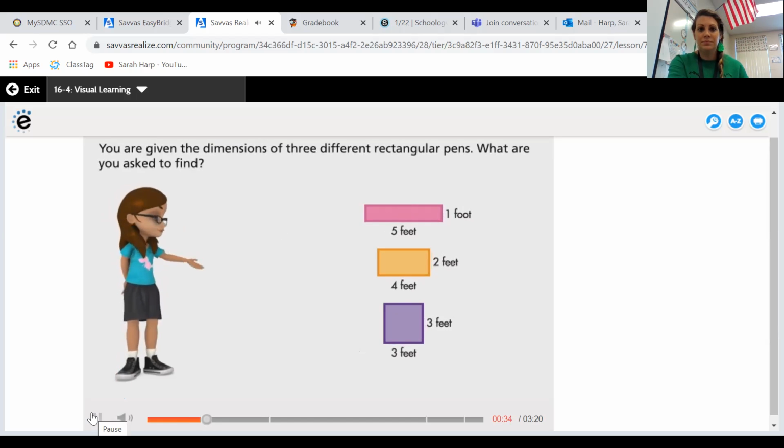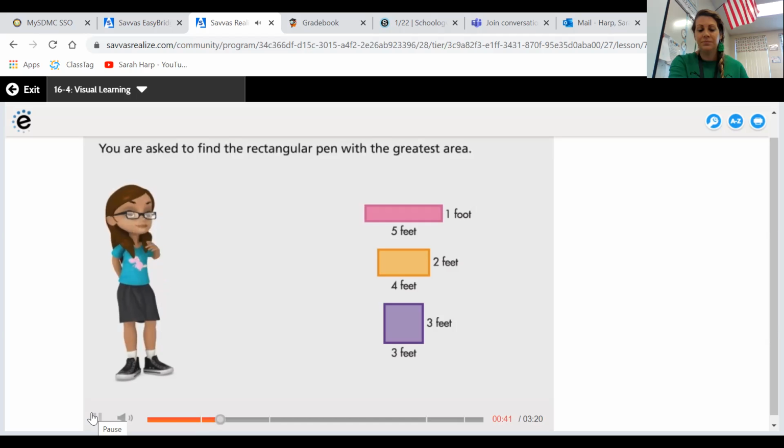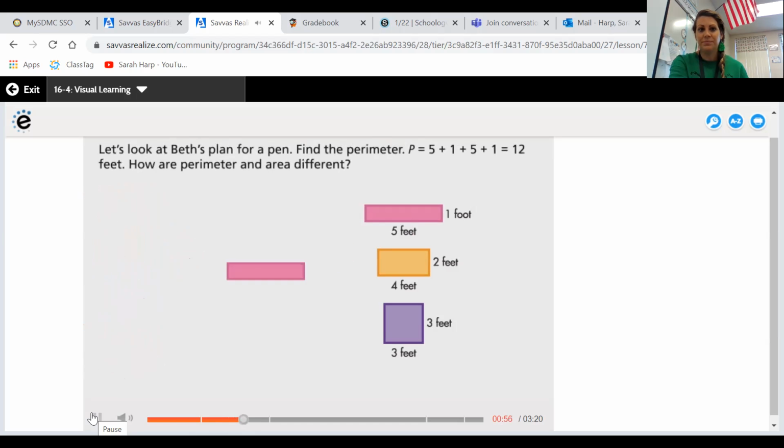You are given the dimensions of 3 different rectangular pens. What are you asked to find? You are asked to find the rectangular pen with the greatest area. Drawings help you see how the rectangles are similar and different. Let's look at Beth's plan for a pen. Find the perimeter. P equals 5 plus 1 plus 5 plus 1 equals 12 feet.